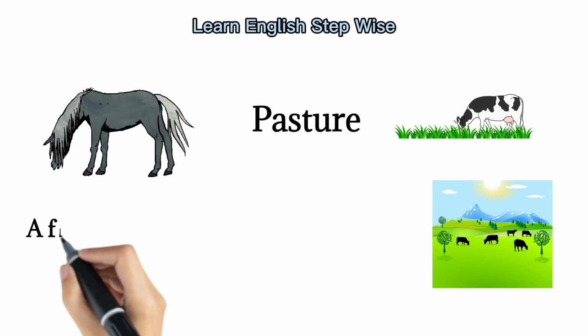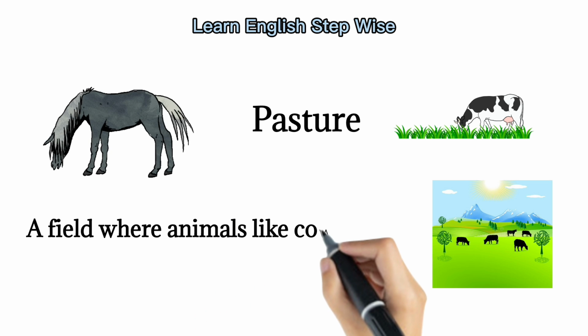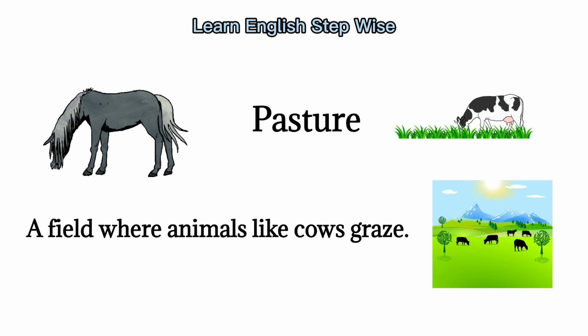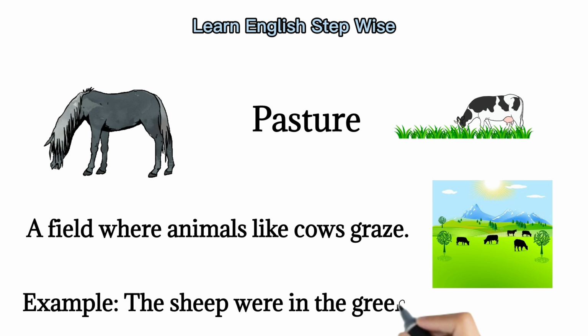Pasture. A field where animals like cows graze. Example, the sheep were in the green pasture.